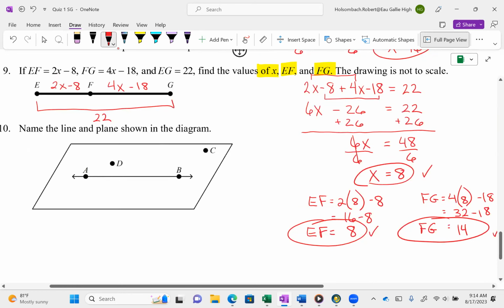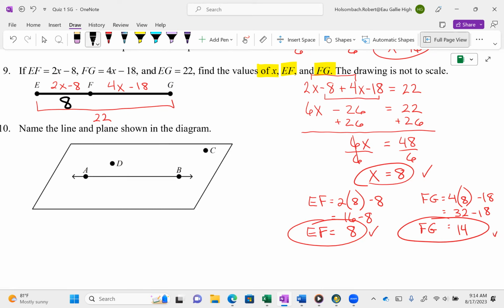Is there another way you could have found FG without substituting? Once you knew that E to F was 8, couldn't you have taken 22 minus 8? And that would have given you 14 as well. So two ways to find the length of the last segment there.